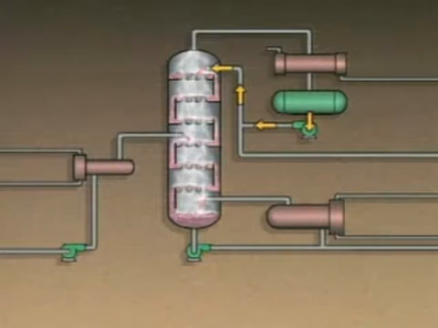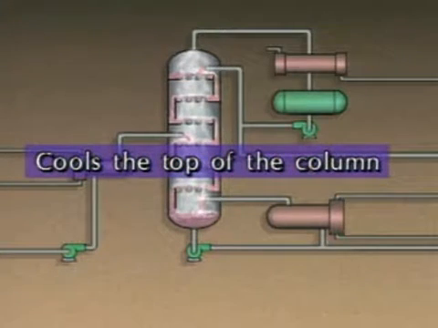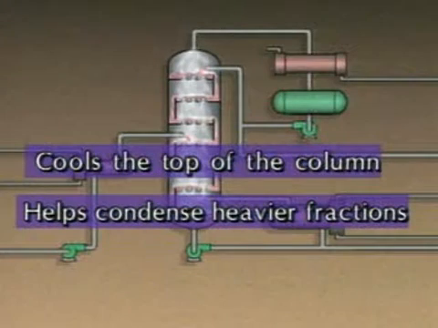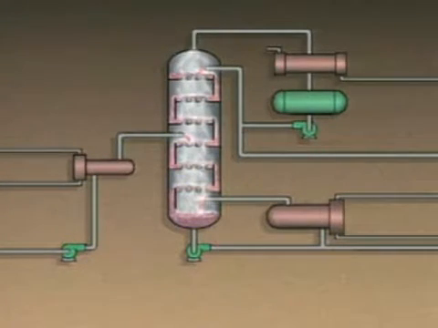During startup, all of the condensed liquid is pumped back to the top of the column as reflux. Reflux cools the top of the column to keep it within a specified temperature range. It also helps condense heavier fractions that may have vaporized to improve the separation of bottoms product and overhead product. Once the system is operating normally, only part of the liquid is returned as reflux. The remainder is routed to overhead product storage.